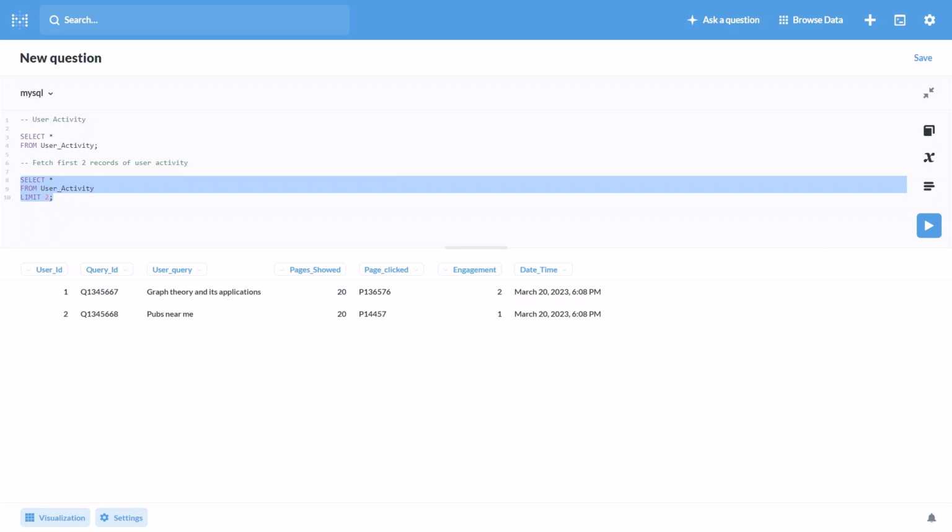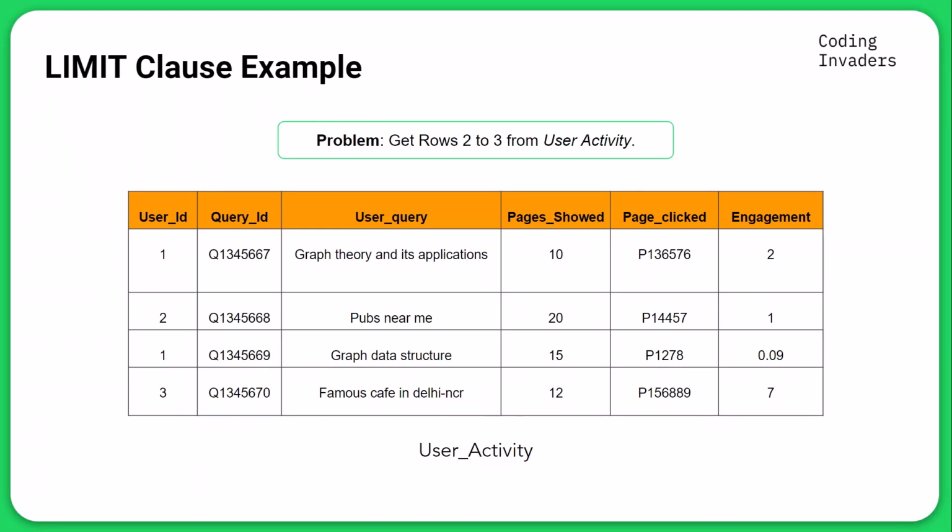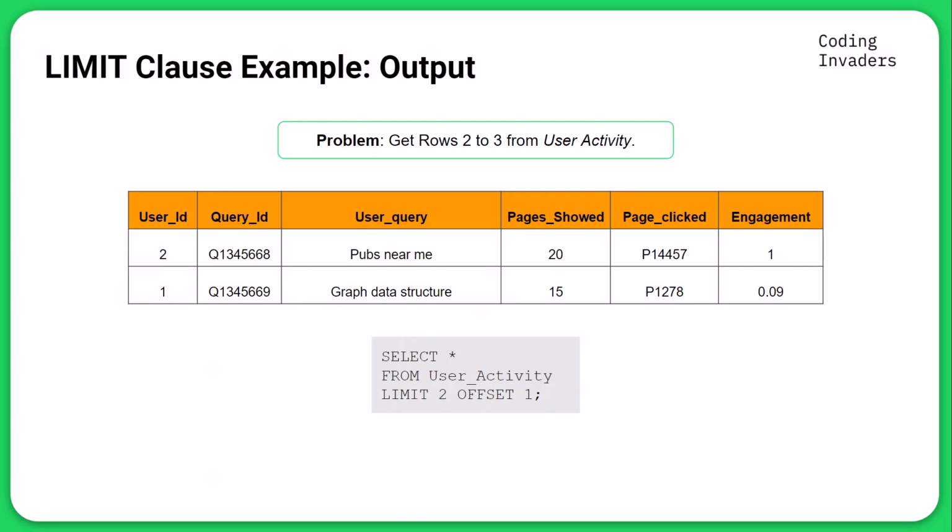Great. So we have been able to see how limit works. Here's another problem which says get rows 2 to 3 from user activity. Meaning these rows of a table, which you can see highlighted over here, should be the output. And this can be done easily by introducing an offset in the code. Let's go over the query. Select star, which will select all the columns from user activity. Limit 2, I want 2 rows. Offset 1 means skip the first row and then give the next 2 rows. That's what it tells you.